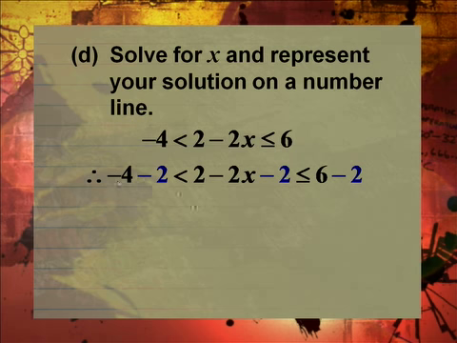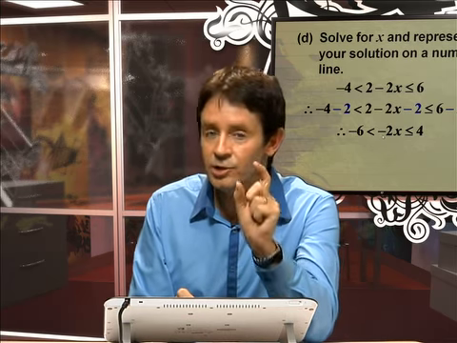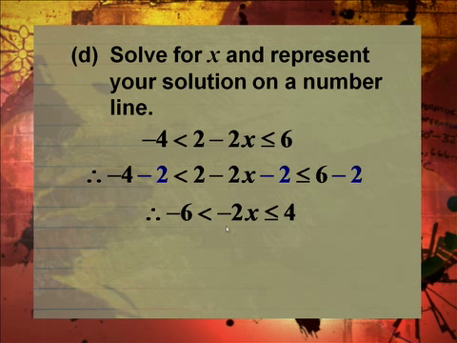Minus 4 minus 2 is minus 6. The 2 cancels with 2 and we're still left with minus 2x. 6 minus 2 is then 4. Now be very careful. Please don't get this wrong, guys. You're now going to divide by negative 2. And when you divide by a negative, these inequality signs are going to change direction.